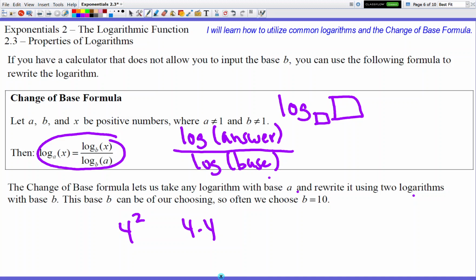So just like this, if I have a calculator that doesn't let me have log with 2 boxes, there's a way I can get around it. I can just do log of answer divided by log of base, and I'll get the same exact number as the fancy calculator does. Okay, so just like this, 4 squared is also known as 4 times 4. I don't need a calculator that has a squared button. I can still get the answer. All right, so let's use this formula.